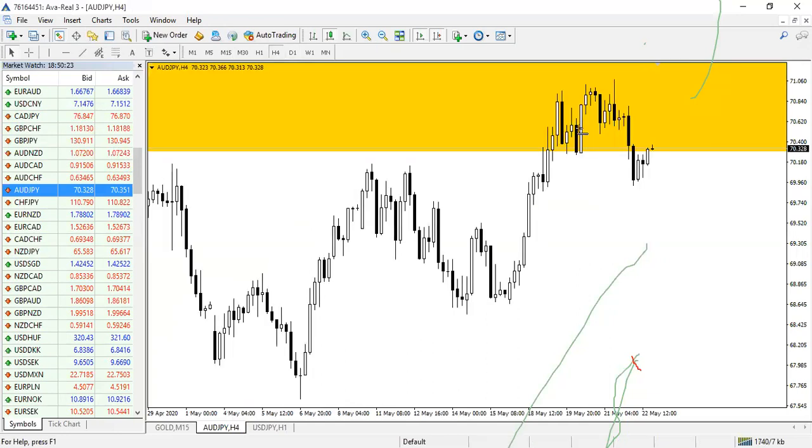So what it's going to do is the level was broken. Why am I getting an echo?